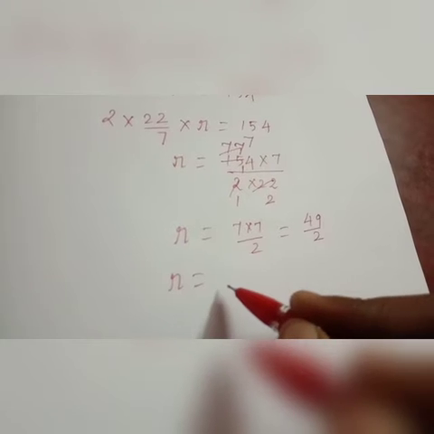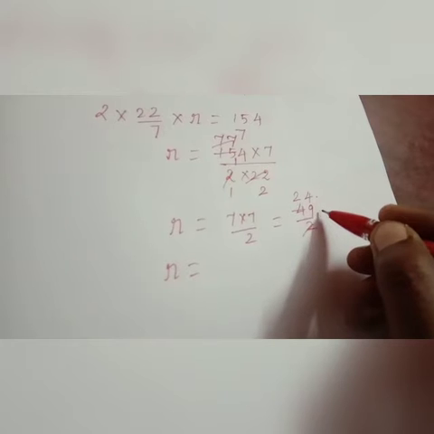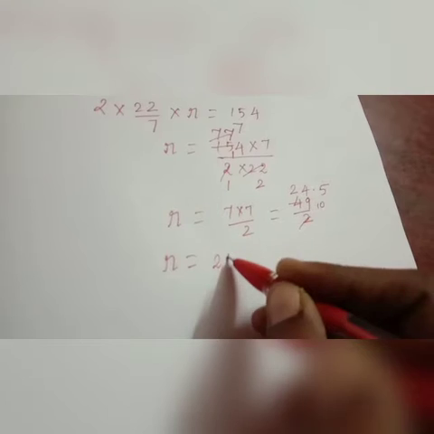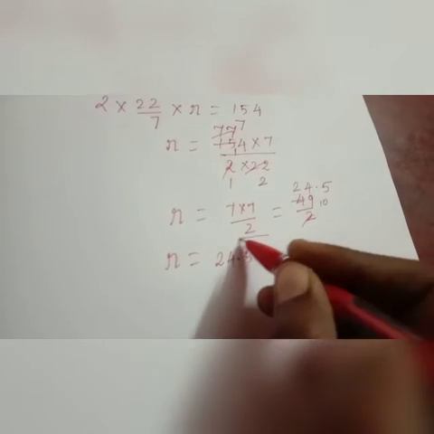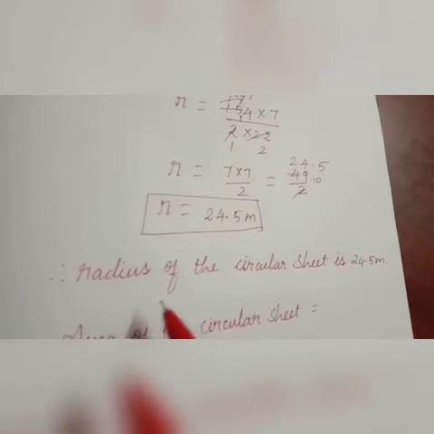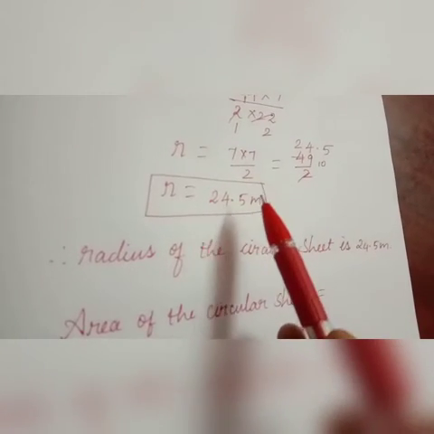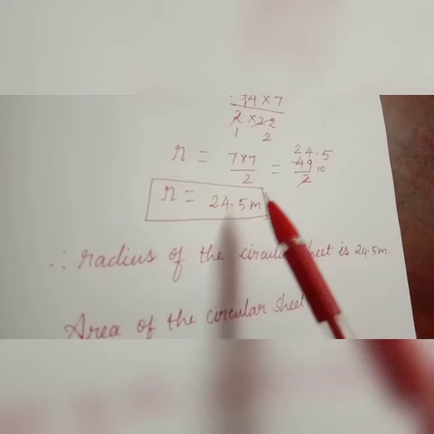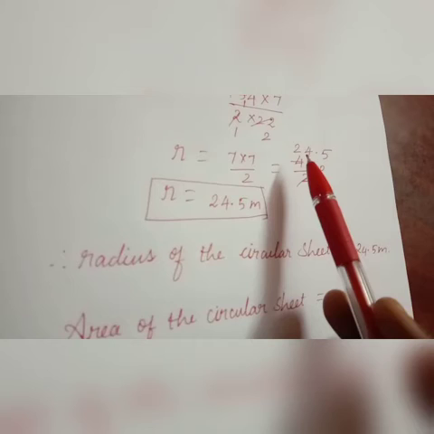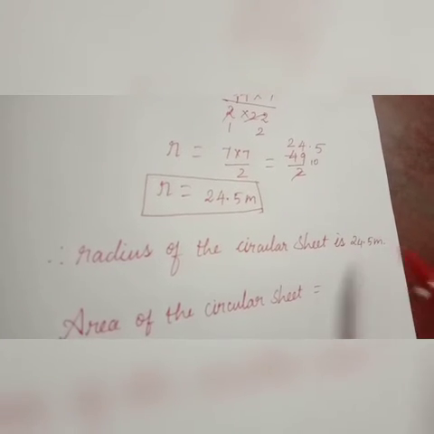49/2, it's nothing but what? 2 2s are 4, 4 2s are 8, remainder 1, we can add a 0, 5 2s are 10. Therefore, the radius of the circular sheet is 24.5 meter. I hope you understood how I brought the answer. Here I got 49/2 and I have written the answer in decimal form. While dividing 49/2, we get 24.5. So the radius of the circular sheet is 24.5 meter.